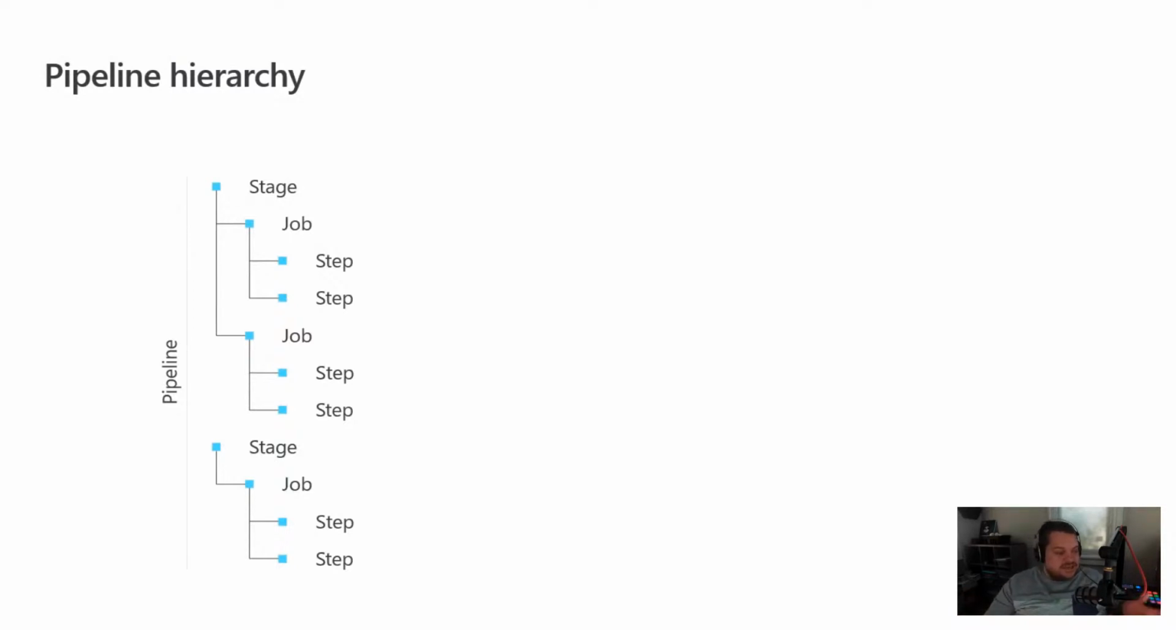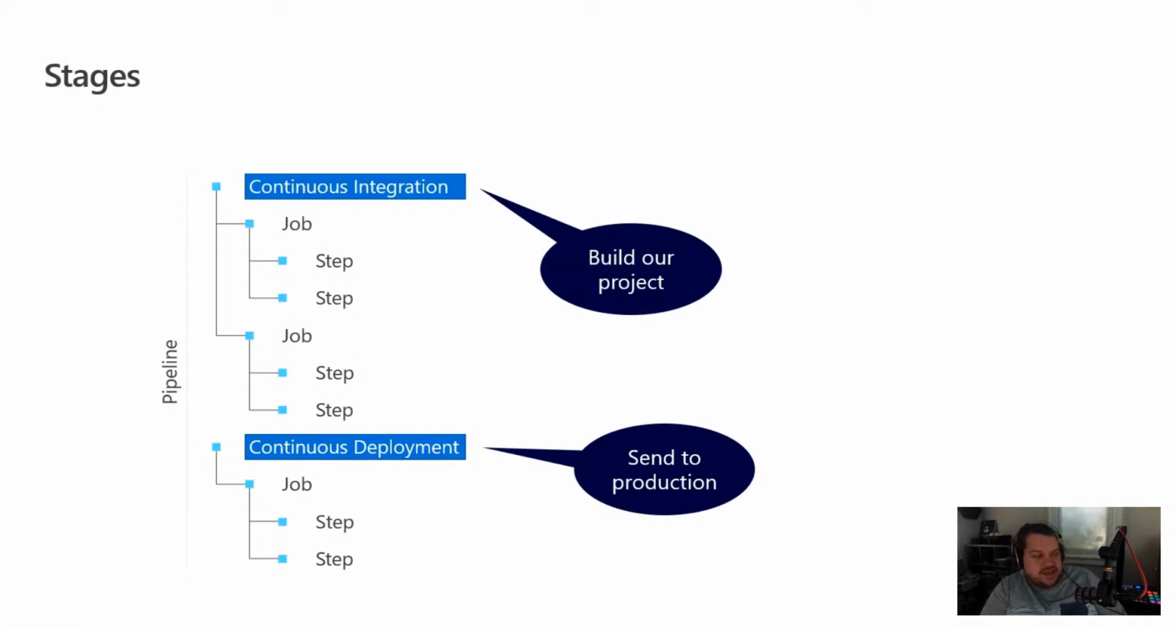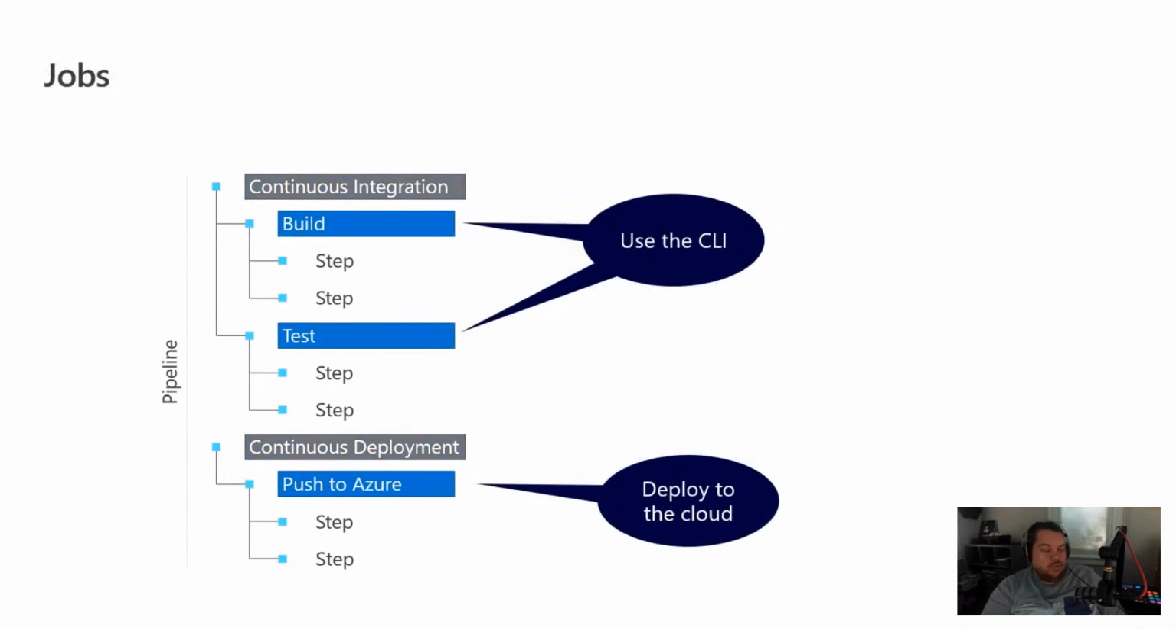And so in today's webinar, we're going to do this in the context of a .NET developer. So for a pipeline, we can think of a stage, maybe if we're a .NET developer, somewhere where we can build our project in one stage, and maybe we can push our project to production in another stage. We could think of our jobs as doing things like using our command line interface to build and test our application. And maybe we'll use our command line interface to push our application to Azure, maybe deploy it to our cloud.